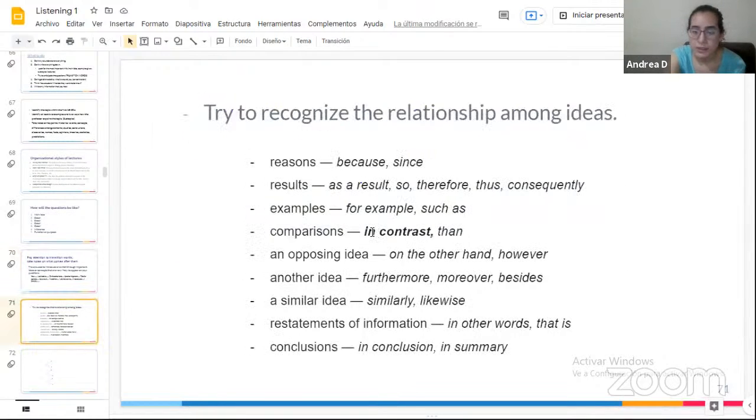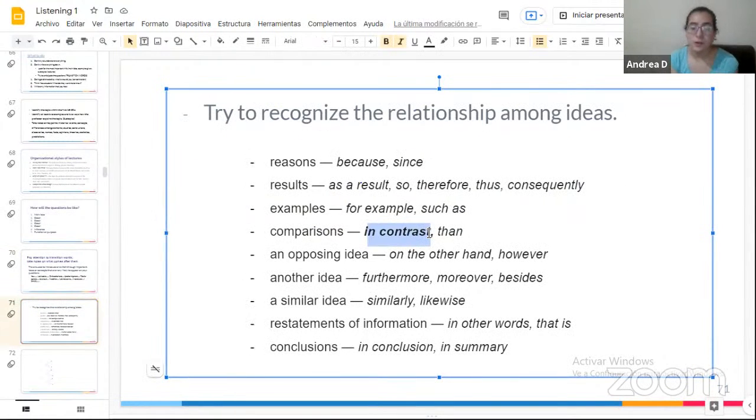So if you have something like in contrast, you know that it's a comparison. If you have something like as a result, therefore, then it's probably cause and effect. Furthermore, it's adding to another idea, you know, a difference of topic. Conclusion, so pay attention to those transition words. They are a hell of a help.